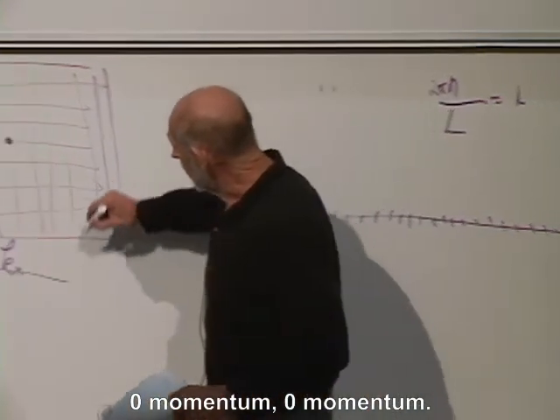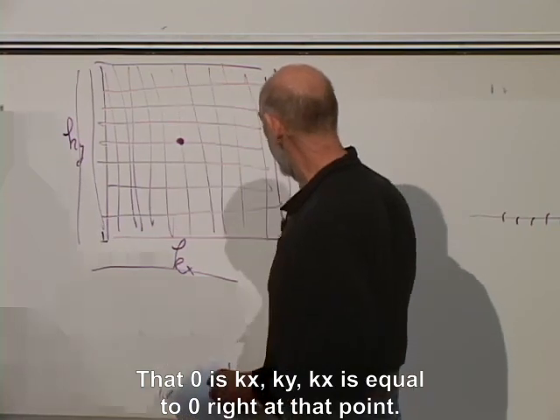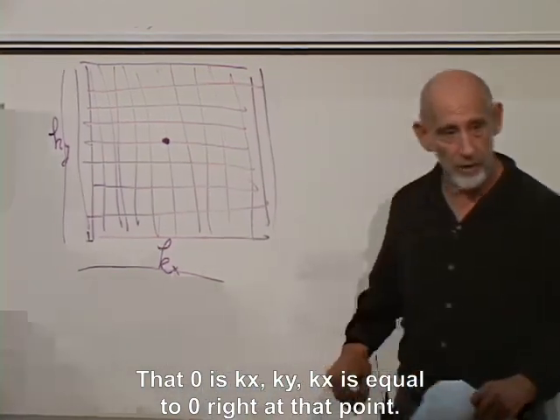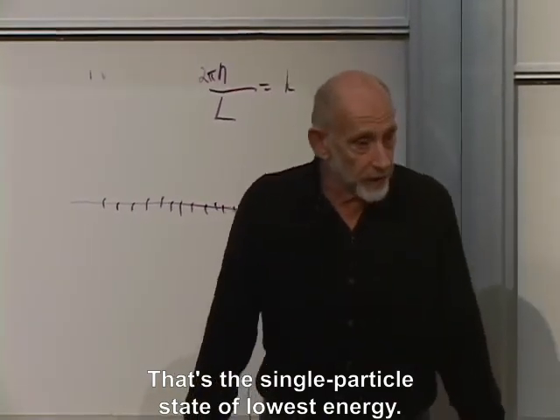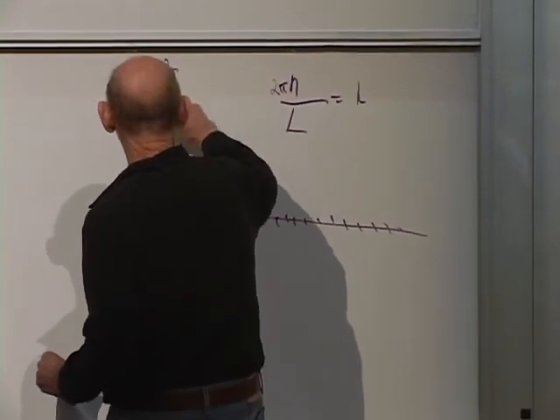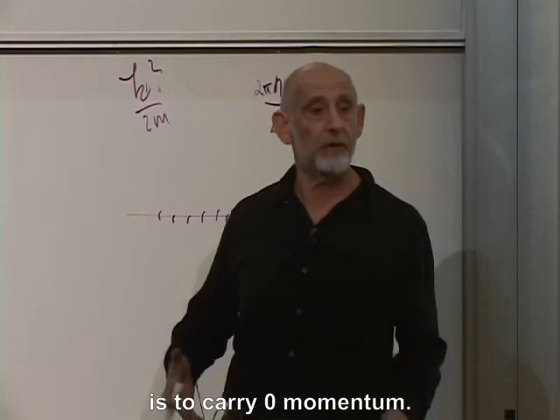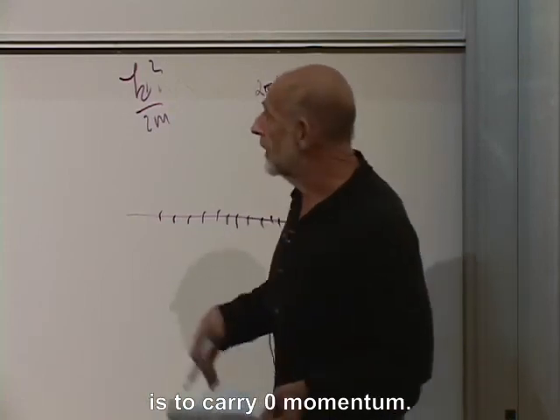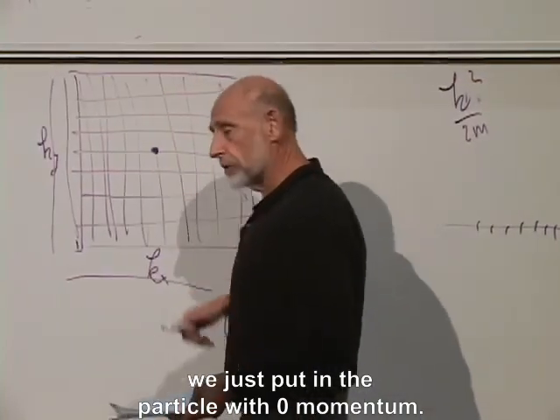In other words, we'll put the boson in at kx, ky, kz equal to 0, right at that point. That's the single particle state of lowest energy. Remember, the energy is k squared over 2m. The lowest possible energy for that boson is to carry 0 momentum. If we want to find the ground state, we just put in the particle with 0 momentum.